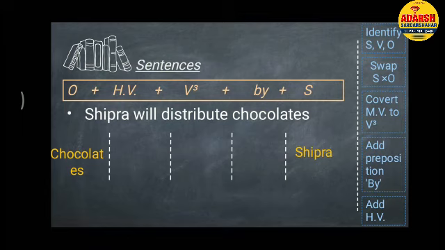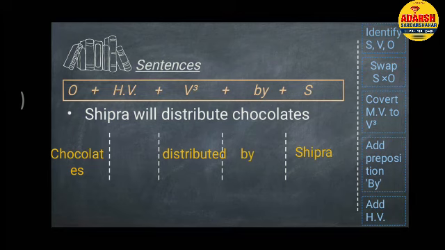Okay, now let's go towards the third step, which is convert the main verb to the verb's third form. Here we know that the third form of distribute is distributed. Now add the preposition by. So here we put by before our subject.